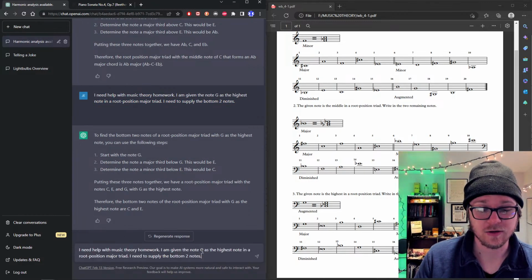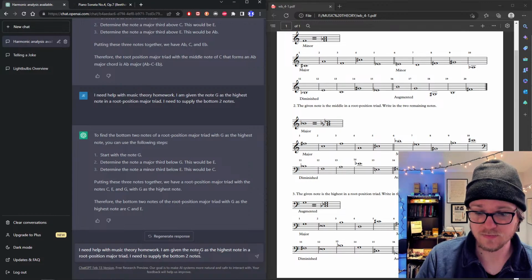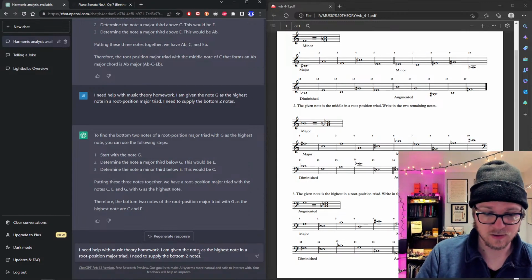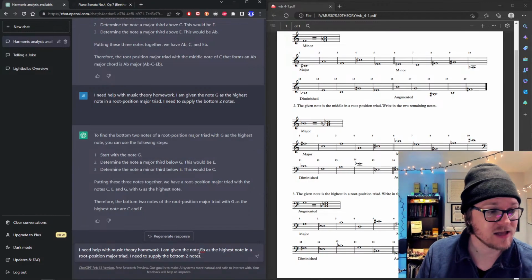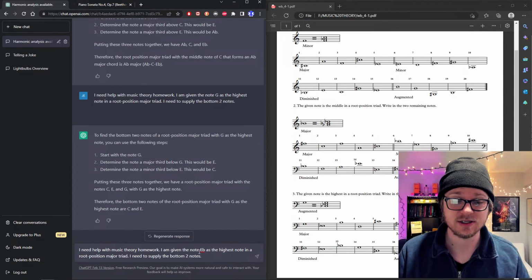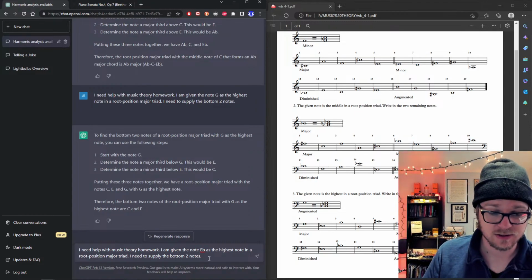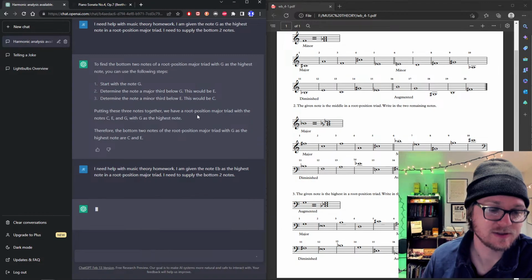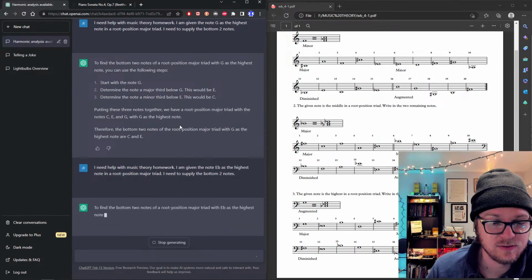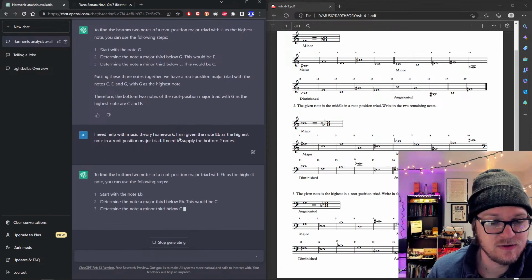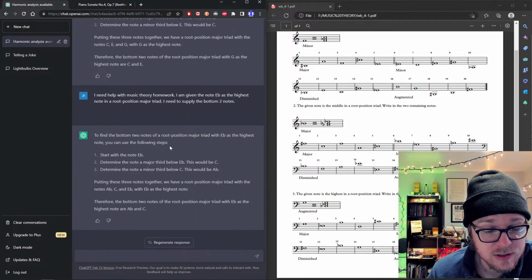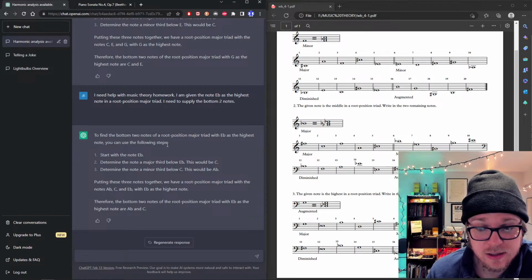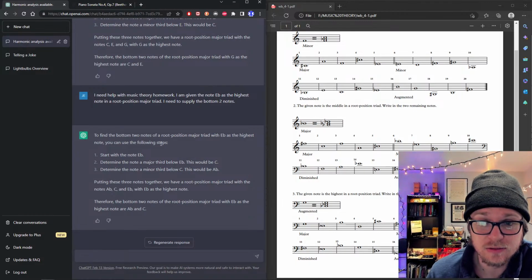Okay, how about: I'm given the bottom note is E flat. Let's do the next one. So E flat. This one should be an A flat major chord once again. So E flat, C, and A flat. Okay, let's ask it that. Start with E flat. It would be C, and then A flat. Okay, got it. Nice. So maybe my language wasn't too clear with that one.